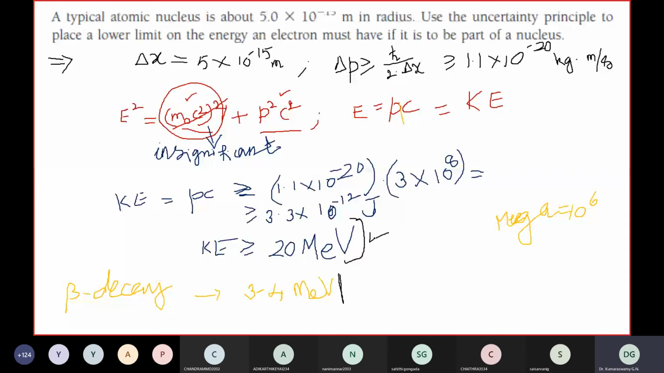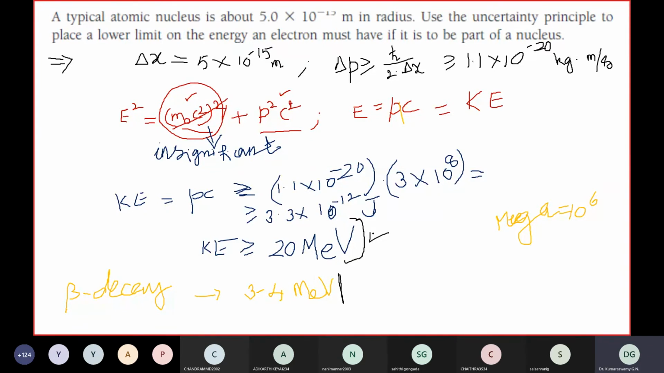Understand or still confused? Yes, sir. Means it should contain 20 MeV to stay in the nucleus, but we are getting only 3 to 4, so it is not possible. Yes. So an electron cannot exist as an independent entity or particle. Okay, sir. Thank you, sir. Let's go to the next problem.